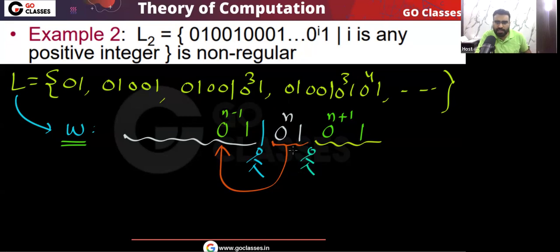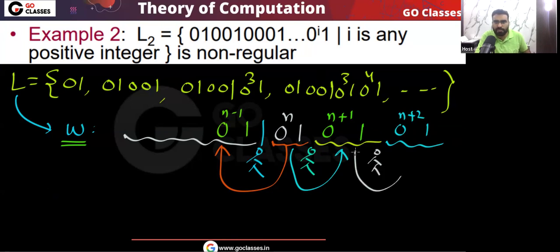Okay, so this is what I am saying, that there is a comparison here. I hope you understood. There is comparison, and there are infinite possibilities of comparison. For example, after this what will come? That will be 0 power n plus 2 1. Yes or no? So can you notice there are infinite possibilities of comparison? I hope this point you are getting.